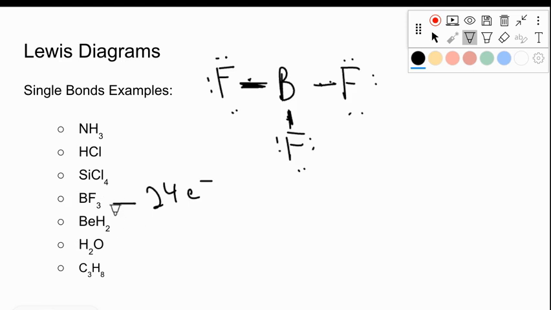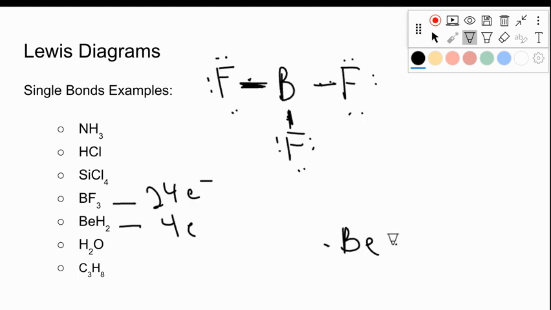So then I have BeH2. Beryllium is in group 2, and hydrogen is in group 1. Beryllium has 2 valence. Each hydrogen has 1 valence, so that's 2 plus 1 plus 1 gives me 4 electrons. Beryllium can bond twice. Hydrogen can only bond once, so beryllium is going to become my central atom.